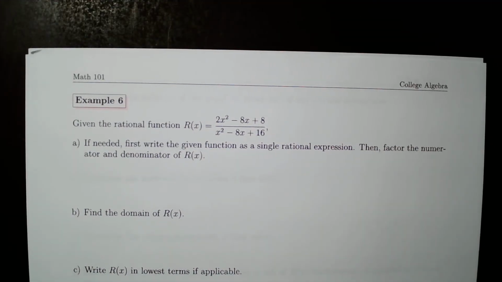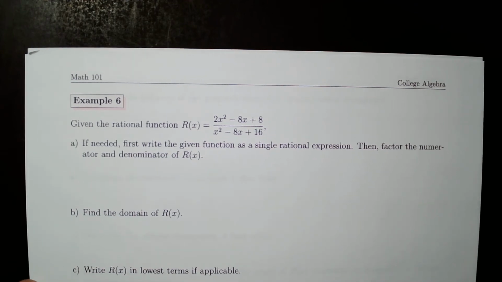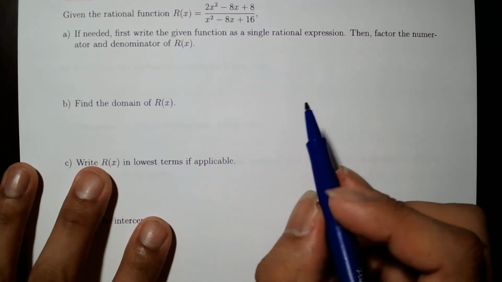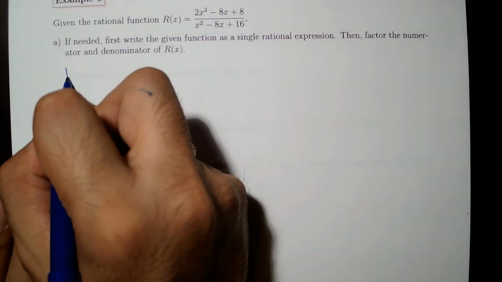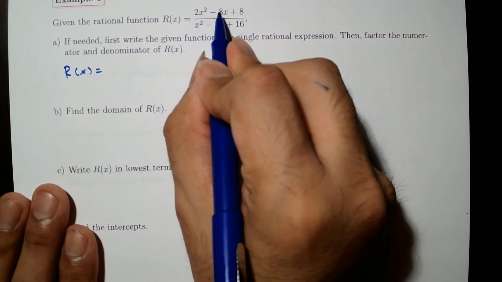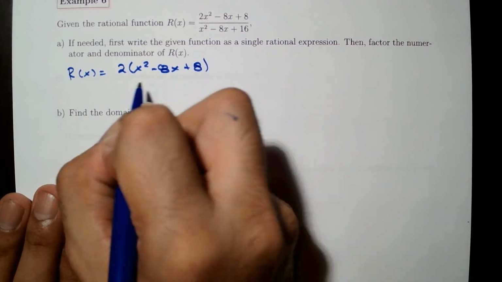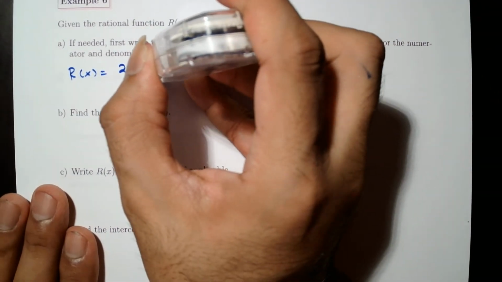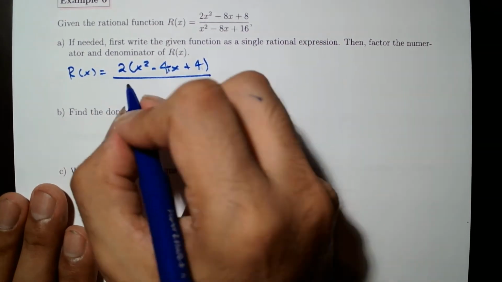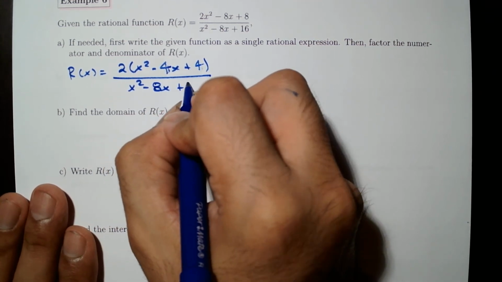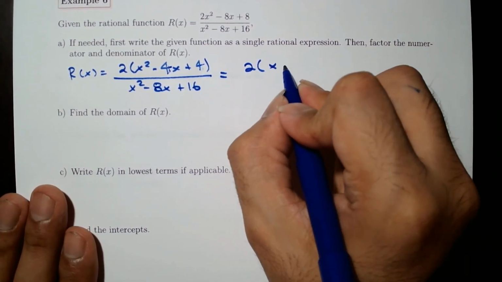So given the rational function r of x equals (2x squared minus 8x plus 8) divided by (x squared minus 8x plus 16), we're going to do the same. In this case, it's already a single rational expression. Then we need to factor the numerator and denominator. So r of x equals, initially I'm going to factor out the 2 in the numerator. So 2 times (x squared minus 8x plus 8). Oh, actually not 8. I'm factoring out the 2, so I'm supposed to be left with a 4. And then divide that by x squared minus 8x plus 16. Notice these two trinomials are special because they are perfect square trinomials.